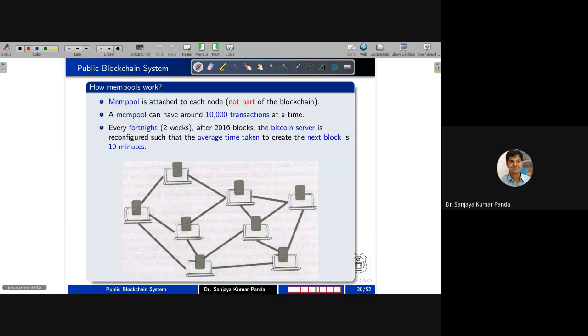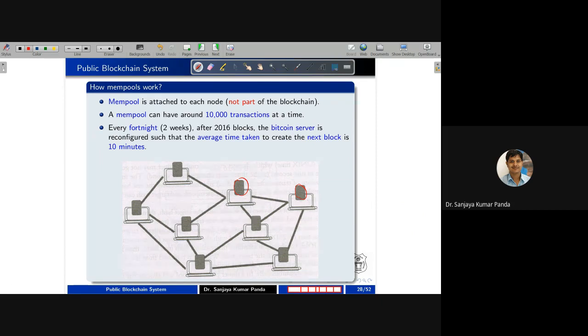Okay, now proceed further, then how does this mempool work? So the mempool is attached to each node. Okay, they are not a part of the blockchain. Like if you consider these are the nodes, the mempool is attached to the node. They are not a part of this blockchain. Okay, and a mempool can have 10,000 transactions at a time, right? To verify, but they are taking one transaction at a time in order to compete with other miners, right?